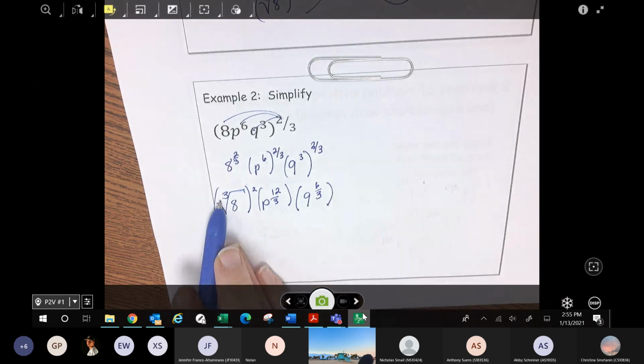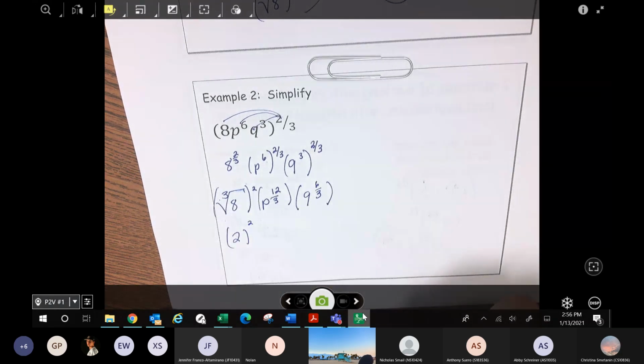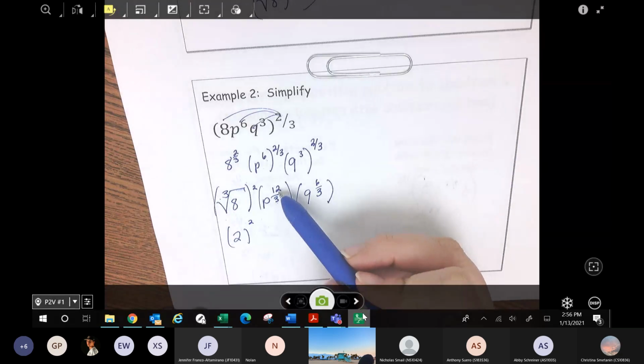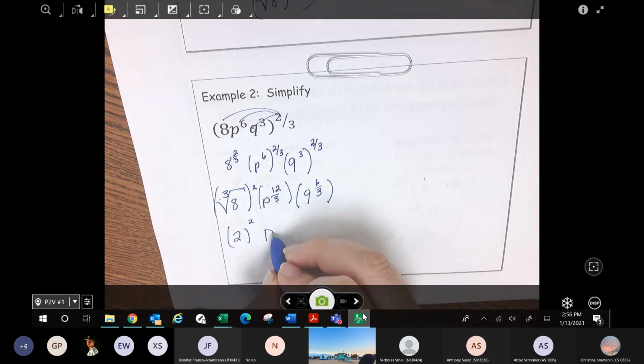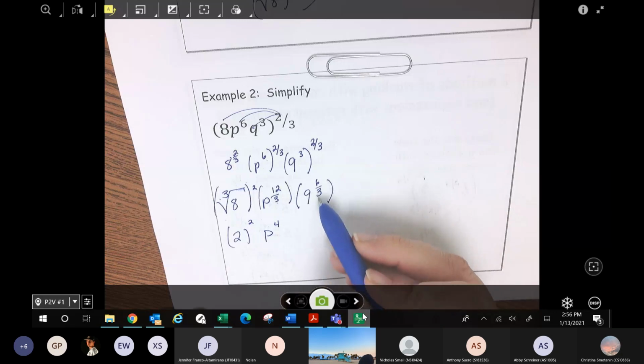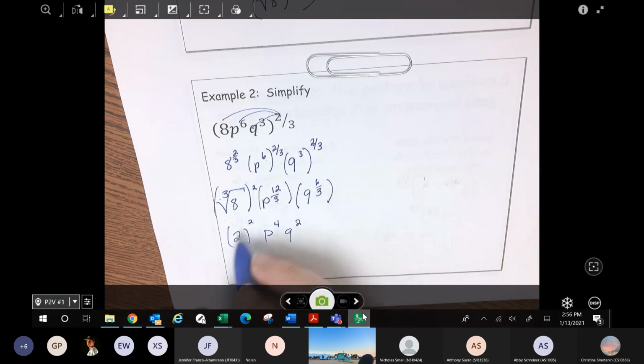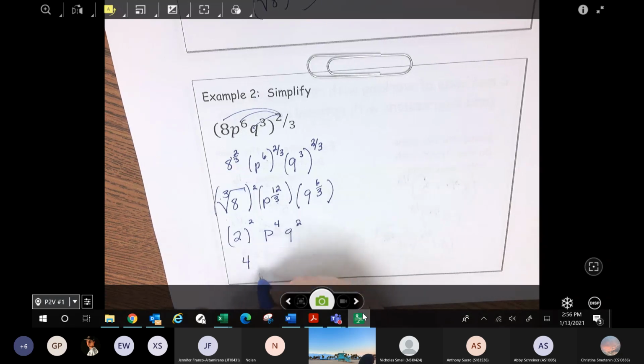Okay. So what is the cube root of 8? You should know this one. You should know that it is 2. So we're going to have 2 squared. 12 divided by 3 is 4. This is going to be p to the 4th. q to the 6th over 3. 6 divided by 3 is 2. So that's 2 squared. 2 squared is 4. So this gives you 4 p to the 4th power q squared.